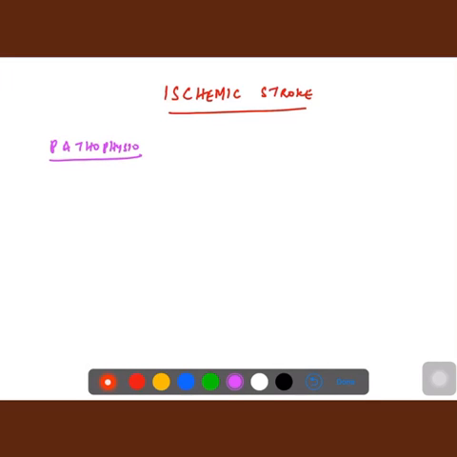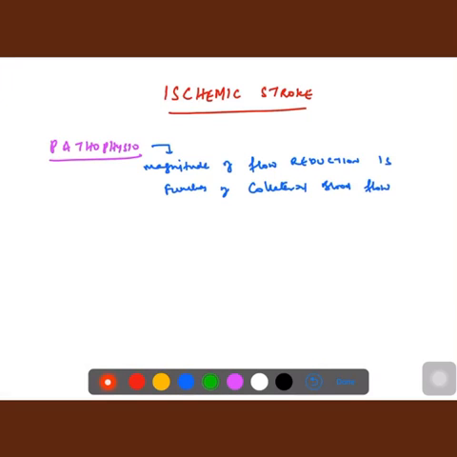The magnitude of flow reduction is a function of collateral blood. So in ischemic stroke, the clinical features depend upon the magnitude of flow reduction from the collateral vessels. If the main vessel is blocked, the collaterals will supply the ischemic area. So how much the collateral blood flow is decreased determines the ischemic size.